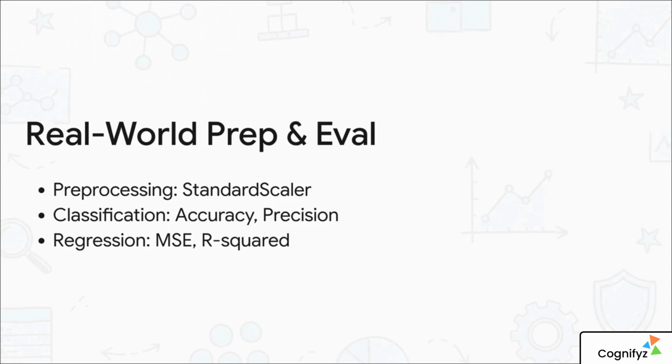And once your model is trained, Scikit-learn gives you standard metrics to evaluate its success. For classification, you look at things like accuracy. For regression, you use metrics like mean squared error to see exactly how far off your house price predictions are on average. These are the vital feedback loops that tell you if your model is ready for the real world.